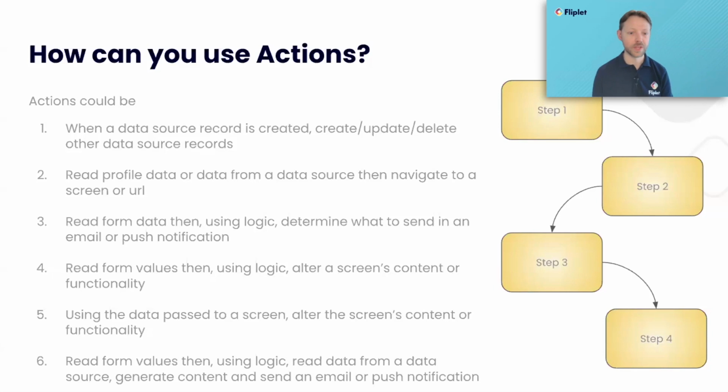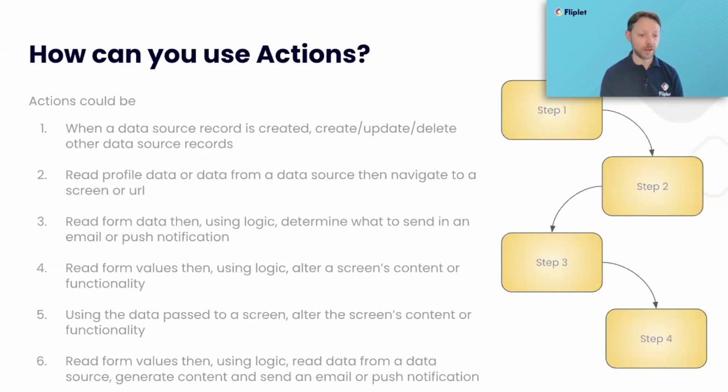Fourth scenario will be the ability to read form values, then using logic such as loops or if statements, alter a screen's content or functionality. So this could be an example of reading information about the user type, and then based on the user's privileges, hide or show different capabilities on the current screen.